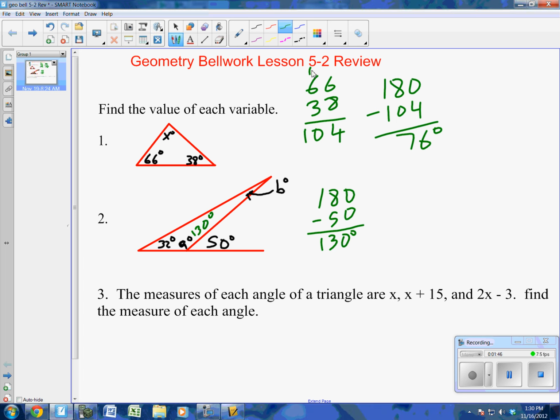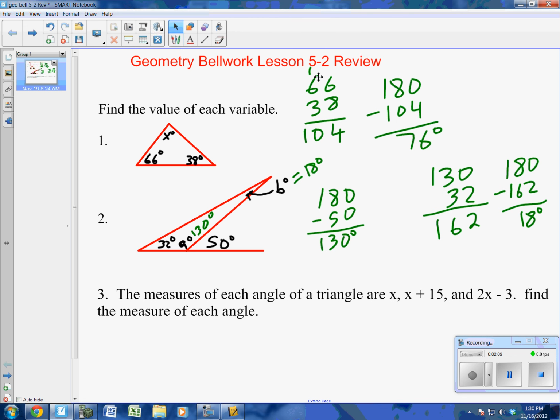And then B can be found by adding 130 and 32, and you get 162, and then 180 minus 162, because the three angles add up to 180, is 18. Did anybody get 18 for that one? Okay, so B is 18 degrees. So basically we learned last time that three angles of a triangle add up to 180. We also learned a long time ago that linear pair of angles are supplementary, so they add up to 180. So all we had to do is minus 50 from 180 to get A.